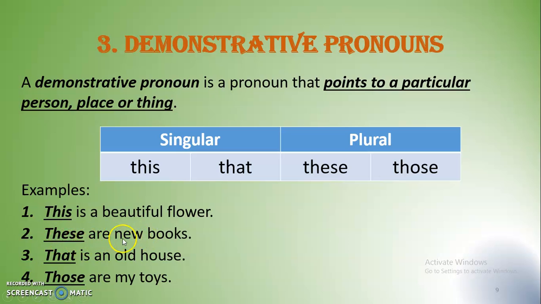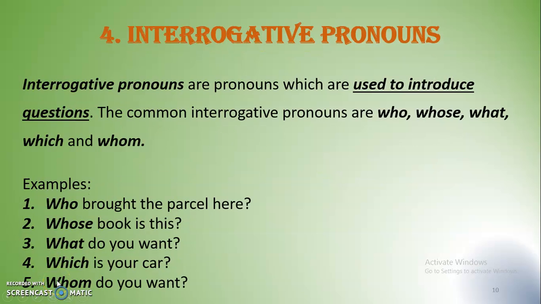Which are the new books? These are the new books. So that is an old house. Which is an old house? That. So that refers to that particular thing, this old house. Those are my toys. So these words, this, these, that, those are all demonstrative pronouns.